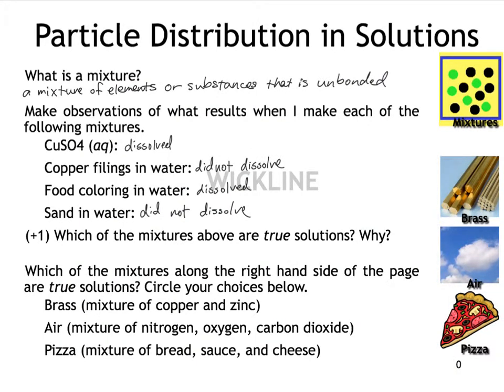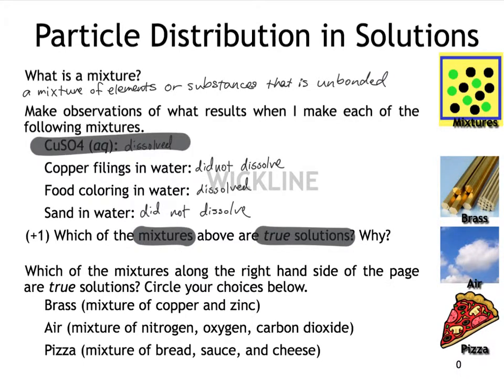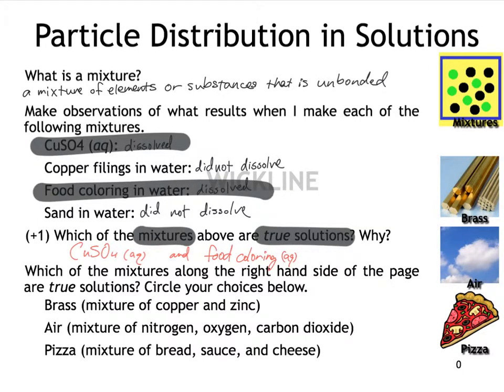So the only mixtures above that are true solutions are going to be the ones that did dissolve. So I'm seeing that's true for the copper 2 sulfate. I'm seeing it's true for the food coloring in water. So I'll write that in now. Now going further, which of the mixtures along the right-hand side of the page are true solutions? Let's circle our choices below.